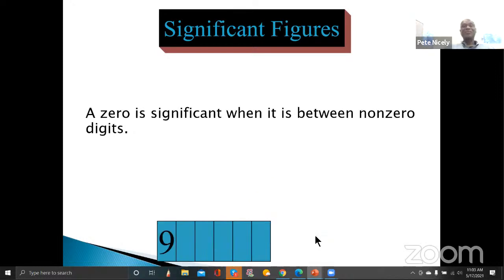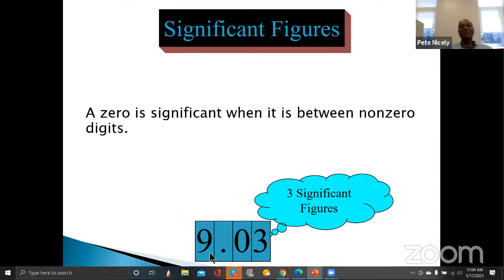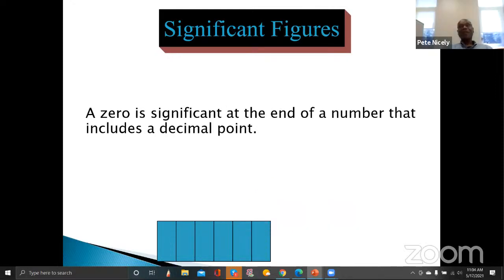Here's another example. In this case, we have a decimal point and we have 2 zeros sandwiched between a 3 and a 6. So the decimal point does not make a difference. In this particular case, we have 5 significant figures being indicated here. Okay, next example, 9.03. Again, this 0, which is sandwiched between the 9 and the 3, is significant. So therefore, we have 3 significant digits represented here, all right?